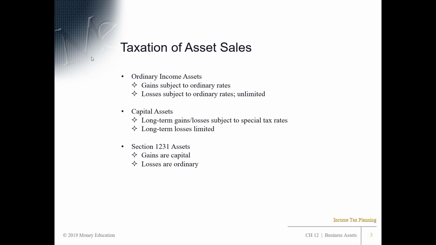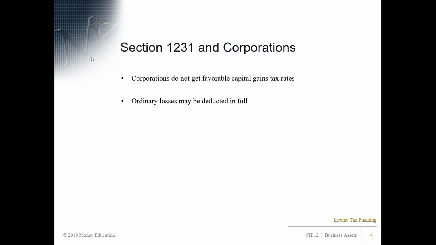So for ordinary income assets, gains are subject to ordinary tax rates and losses are subject to ordinary tax rates and unlimited. But if it's a capital asset, long-term gains and losses are subject to special tax rates and long-term losses are limited. If it's a Section 1231 asset, gains are capital and losses are ordinary. So let's talk about Section 1231 and corporations.